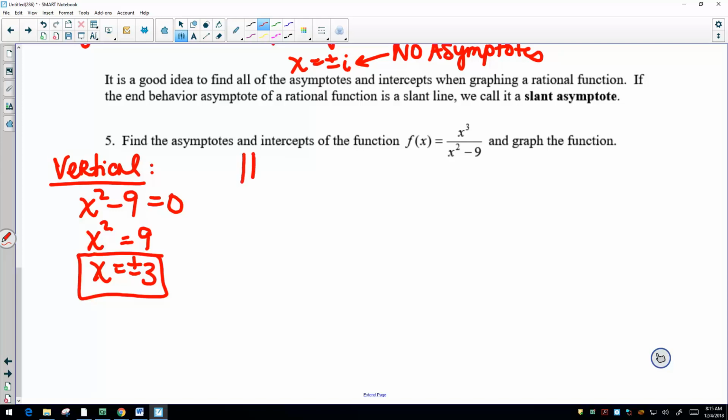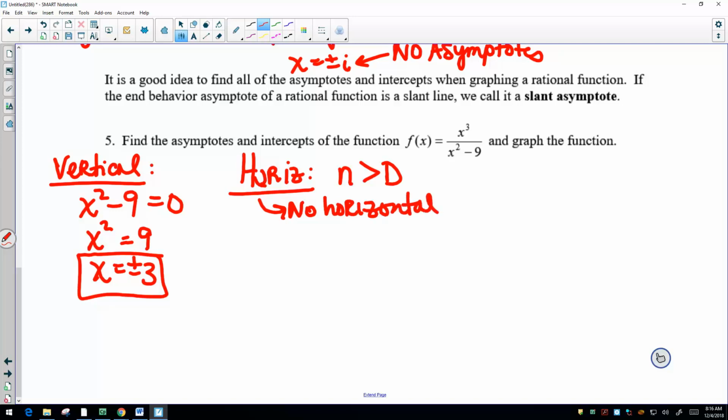To find your horizontal asymptotes, again, we're going to examine both the numerator and the denominator's degrees. And in this case, I see the numerator is greater than the denominator. So we would always say in this case then, well, then there's no horizontal asymptote, which is still the case. However, what you get is a slant asymptote. So when you have no horizontal asymptote, you're going to want to check for the slant asymptote. And how we do that is by doing some division, some long division.